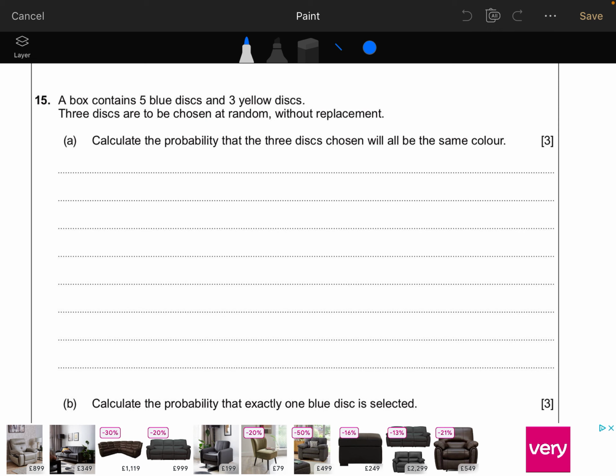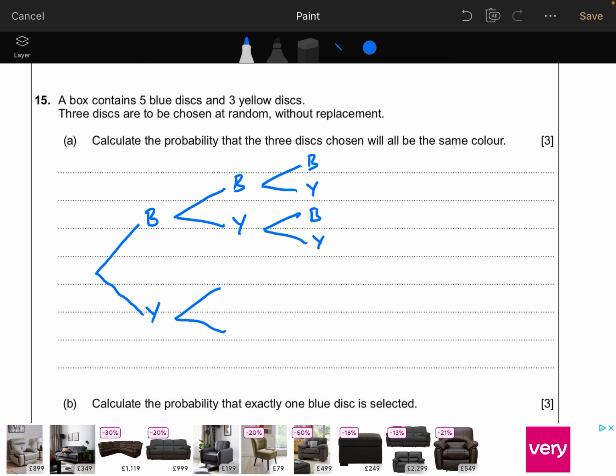We could draw a tree diagram here. Each time we pull one out, we can either get a blue one or a yellow one, then a blue one or a yellow one, then a blue one or a yellow one, and that will go on all the way through like this.